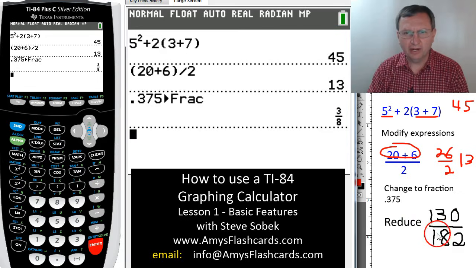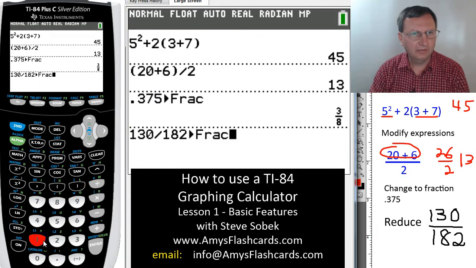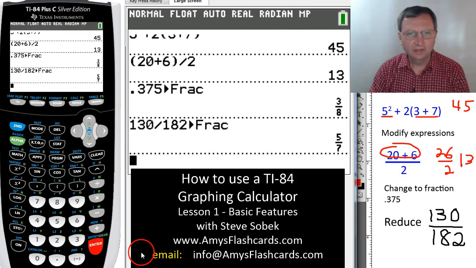You could start with a fraction, like here's an unreduced fraction, and we can use the same feature to reduce fractions. So let's go ahead and type in 130 divided by 182. And then math, number 1, change to fraction, hit enter, and we get 5/7.